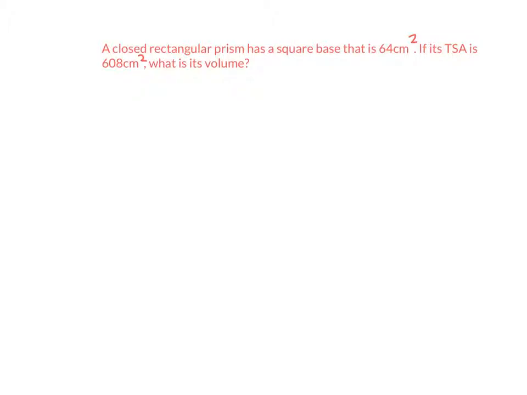So firstly, we know it's closed. That means all 6 faces of the rectangular prism are there and count towards the surface area. Now, to find the volume, we need all 3 dimensions, the length, the width, and the height. So whenever you're finding an unknown side, whether it's area, surface area, or volume, you set up an equation using the formula. You substitute in everything you do know and rearrange to find what you don't know.